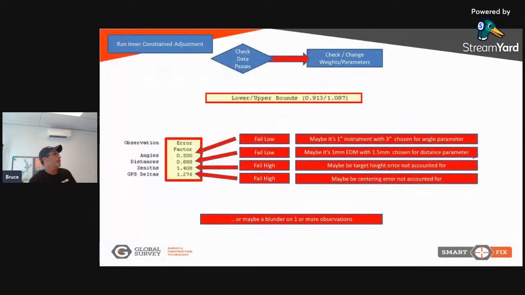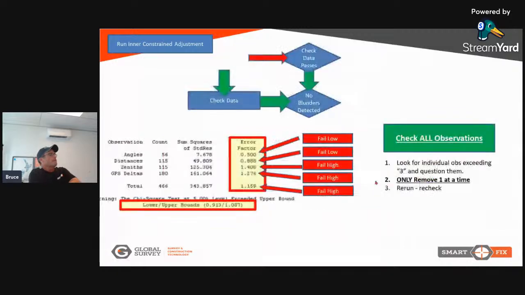Maybe here are some examples for you. If it fails low, maybe it's a 1 second instrument with 3 seconds chosen as an angle parameter. Or if it's failing low for your distances, maybe it's a 1 mm EDM with 1.5 millimeters chosen. Failing high, maybe target error is not accounted for. And once again, if GPS delta is failing high, maybe your centering error is not accounted for, or maybe there's a blunder in one or more of your observations.